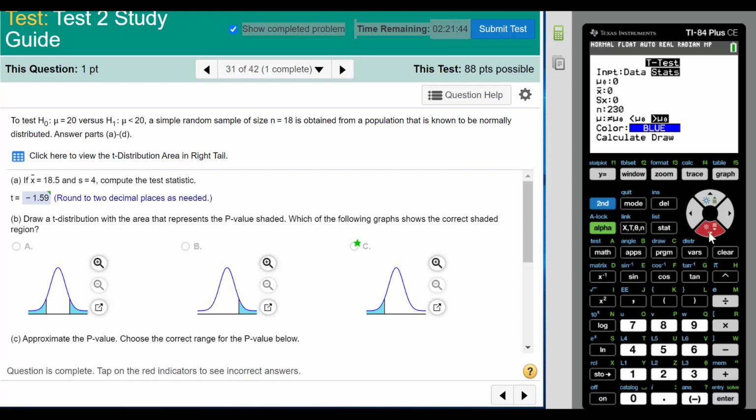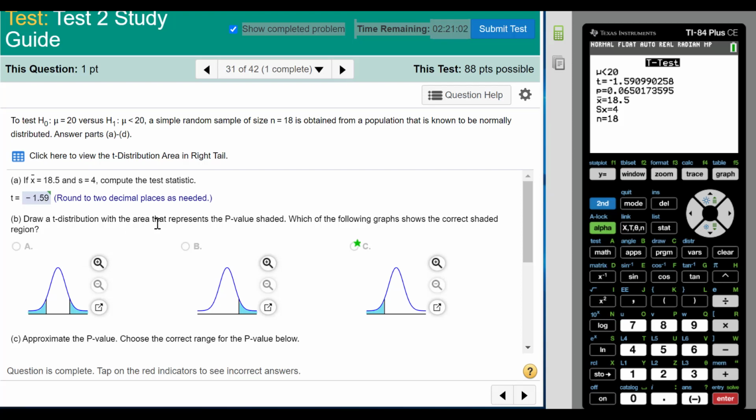Okay, mu 0 is 20, the value from the null. X bar is 18.5. S is 4. And n is how many? He says 18. And what are we testing? Less than 20. So the sign will be less here. And hit calculate. Enter. Okay, so t is negative 1.591. Here you go, guys. You can see it.